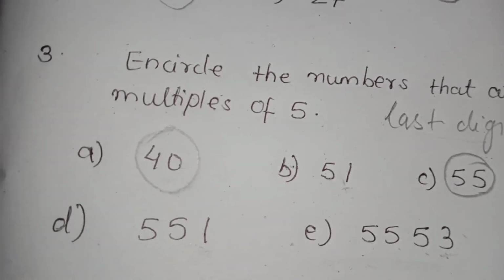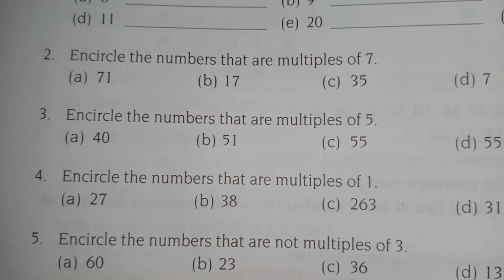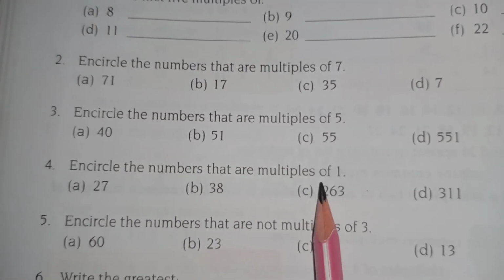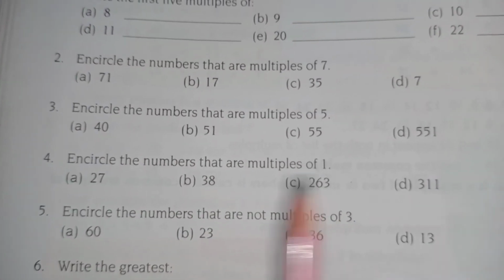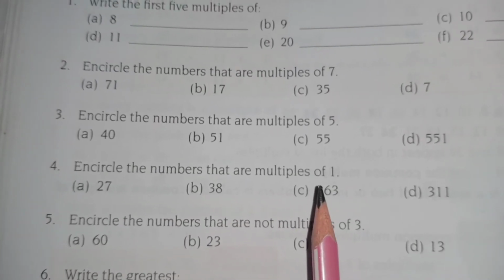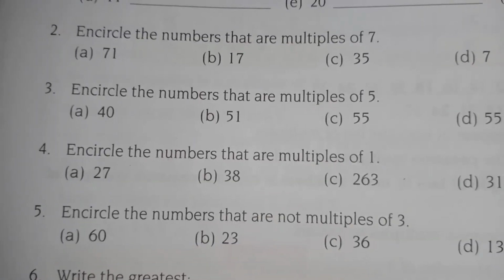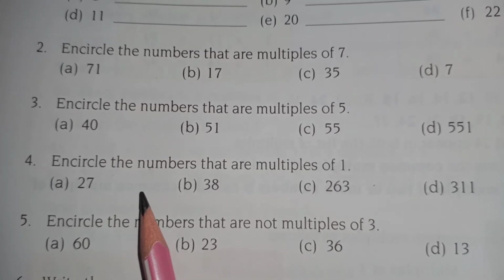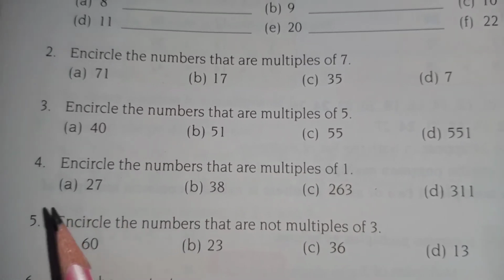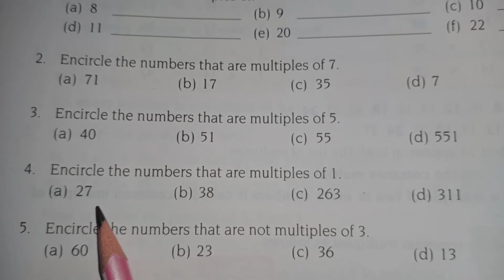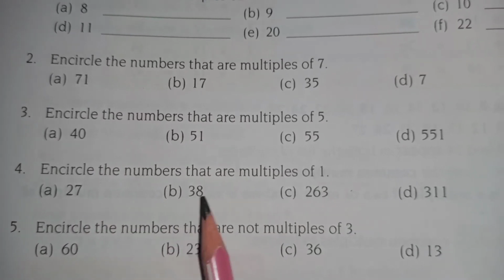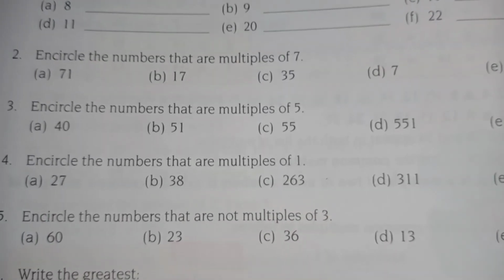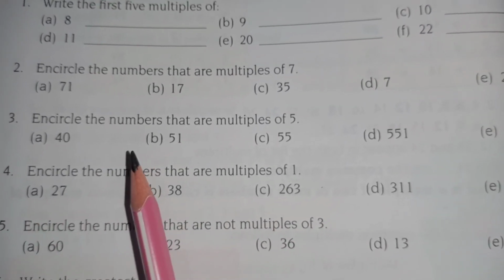Okay, now let's see question number 4. Question number 4: encircle the numbers that are multiples of 1. So this will be your homework. We have to circle those numbers which are multiples of 1. And I have already taught you in the properties that every number is a multiple of 1. 27 is a multiple of 1, 127, 38. These all are multiples of 1. That means you have to circle all the numbers. Okay, but this is your homework.